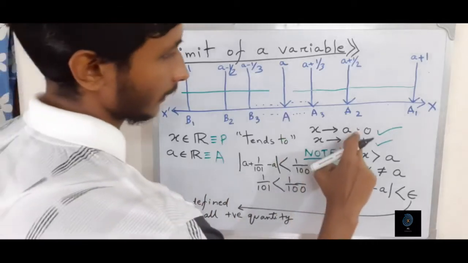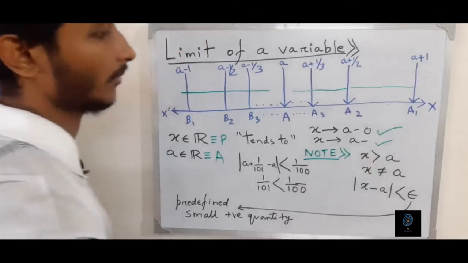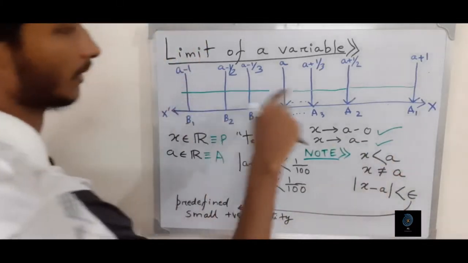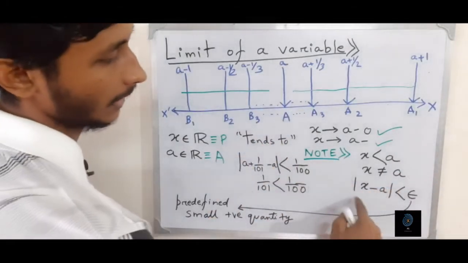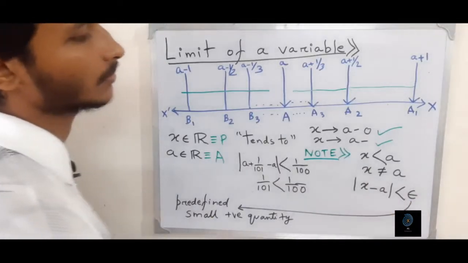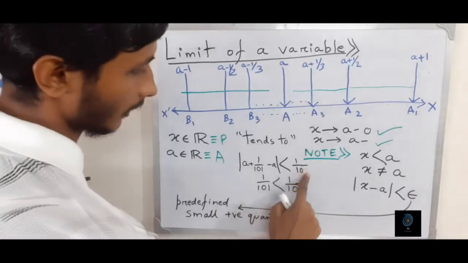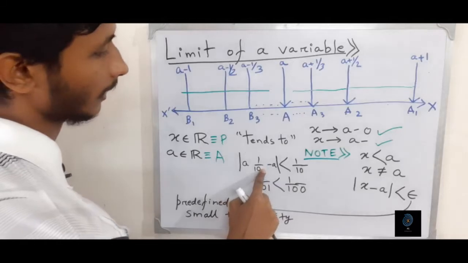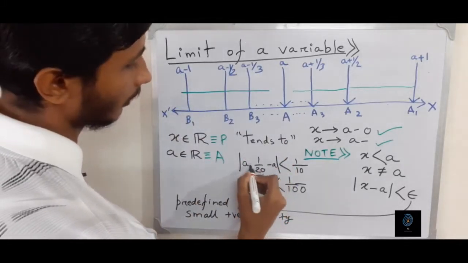So that notation is x tends to a minus 0, or simply x tends to a minus. In that case, what happens? x is always less than a, x is not equal to a, it remains as it is. And here also the absolute value of x minus a can be made smaller than some predefined small positive quantity. Say if we again fix epsilon as 1 by 10, x can take the value 1 by 20.